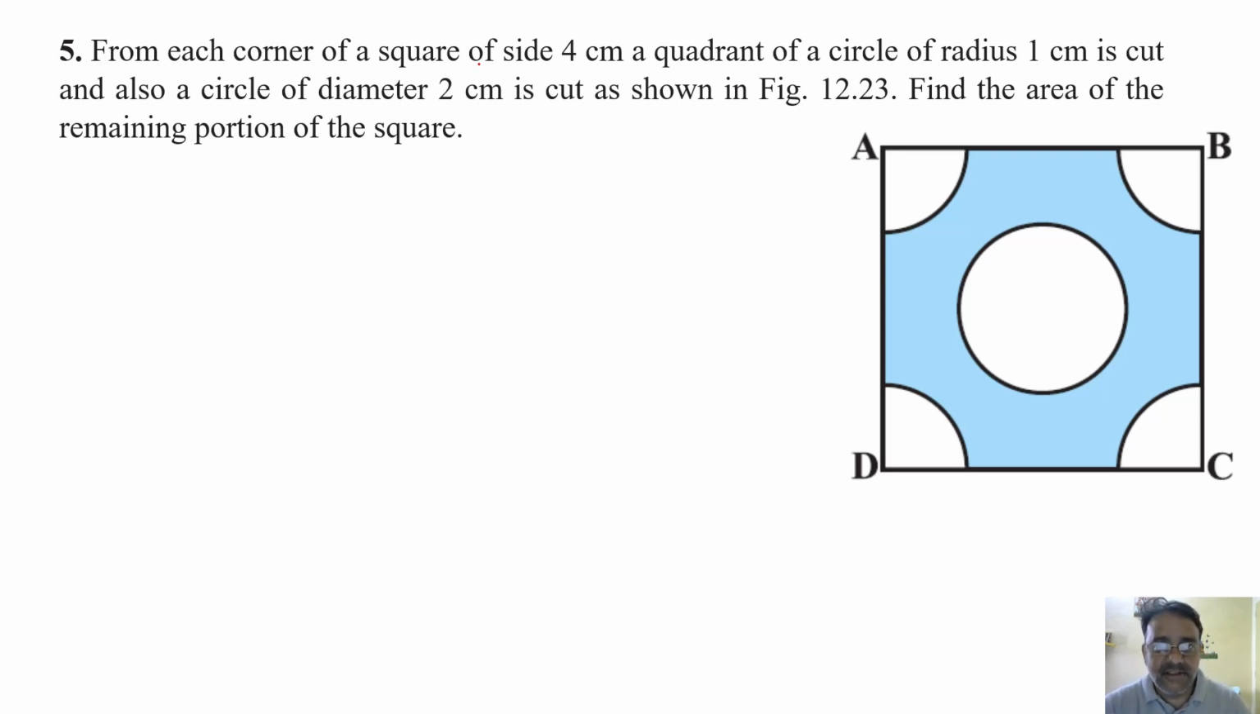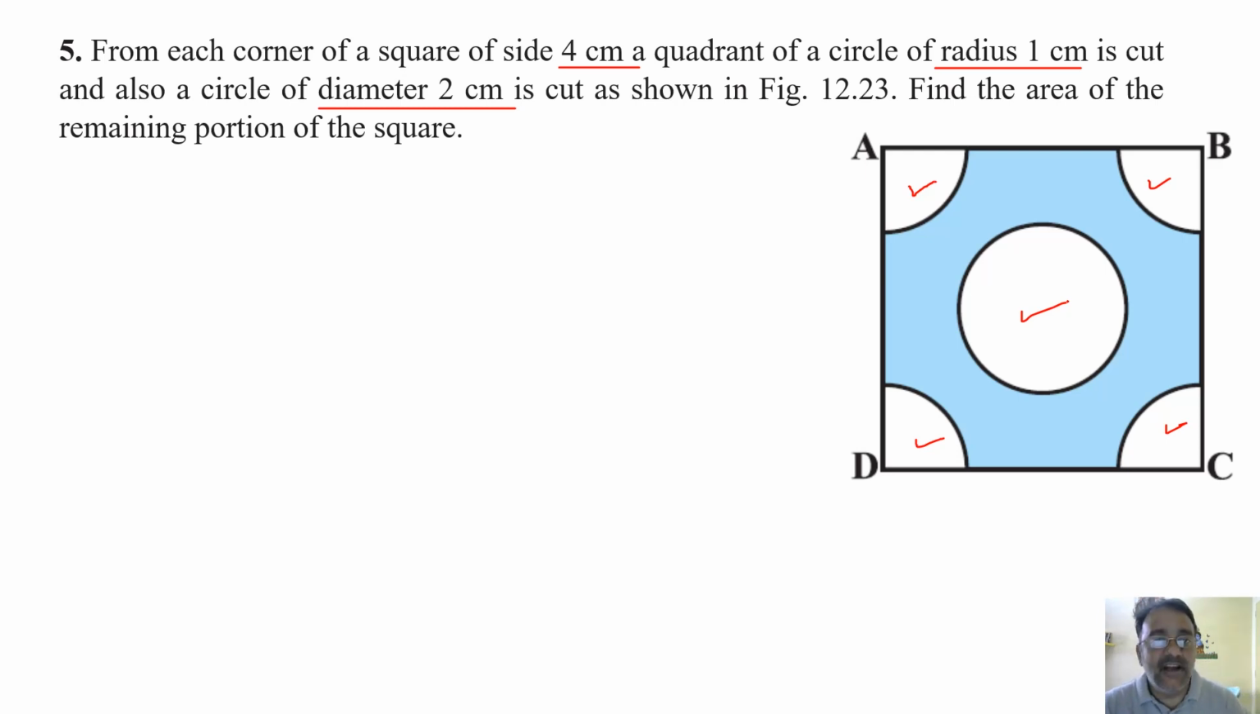From each corner of a square of side 4 centimeter, a quadrant of a circle of radius 1 centimeter is cut, and also a circle of diameter 2 centimeter is cut as shown in this figure. Find the area of the remaining portion. So it's very simple. These four quadrants, 1, 2, 3, 4, if we combine all these 4 quadrants, we will get one circle. And this circle we have to remove to get the area of the remaining portion of the square.